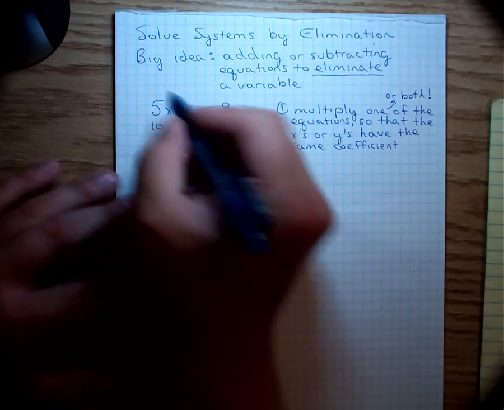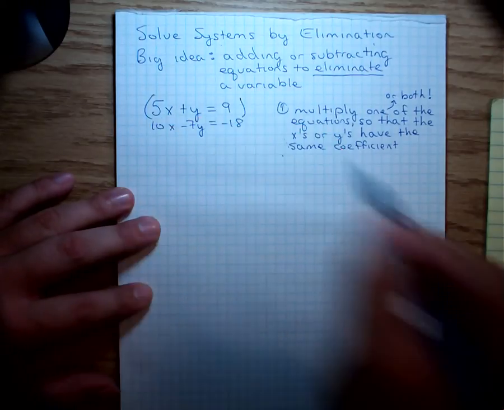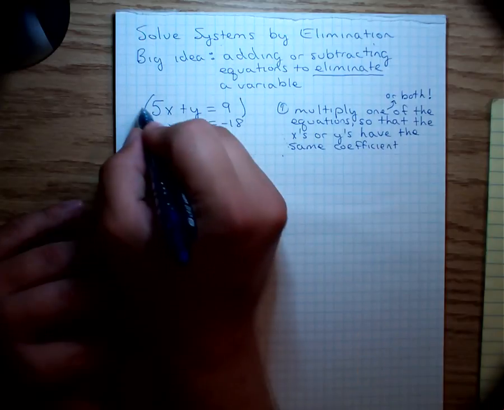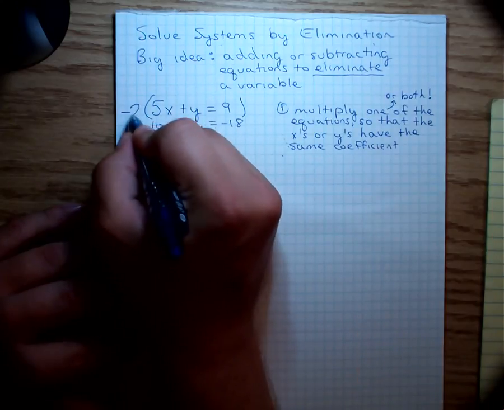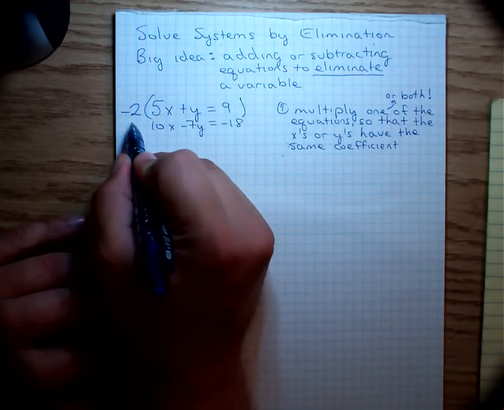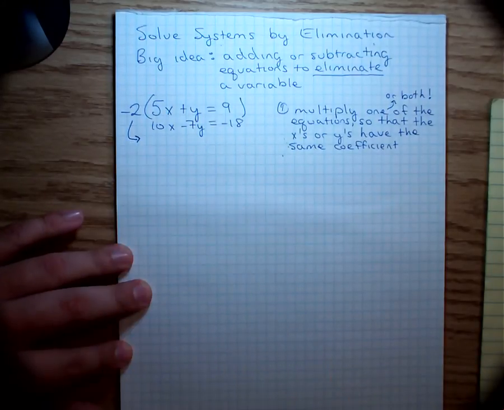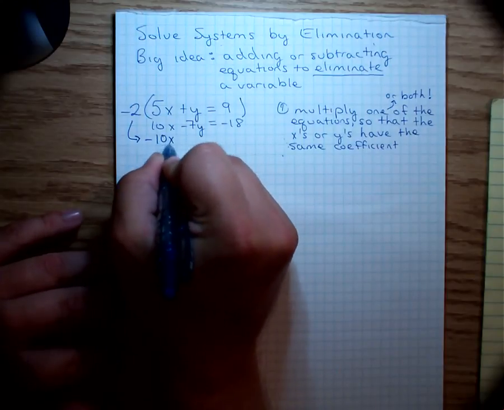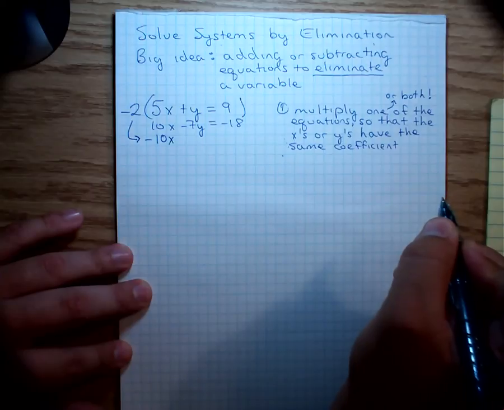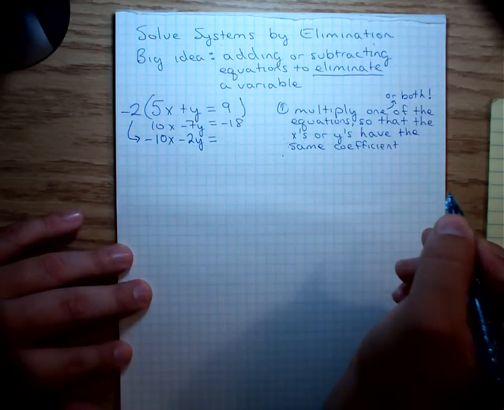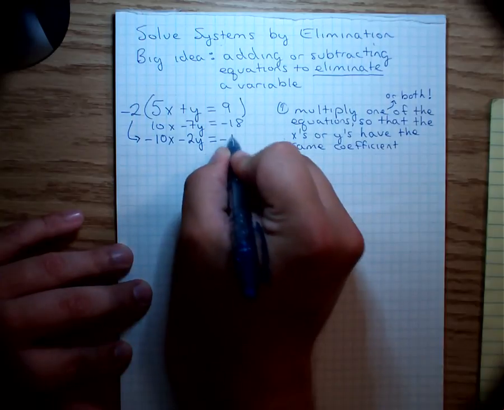Okay, so multiplying that top equation by negative 2, so that these are opposite signs. Very good. So I'm going to write that just right down here. So I have negative 10x. What will the y's be? Negative 2y. And the 9? Negative 18.